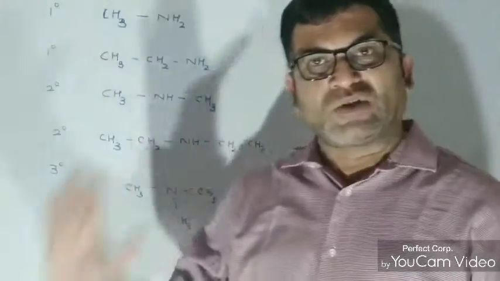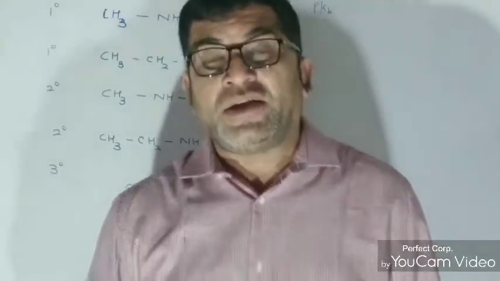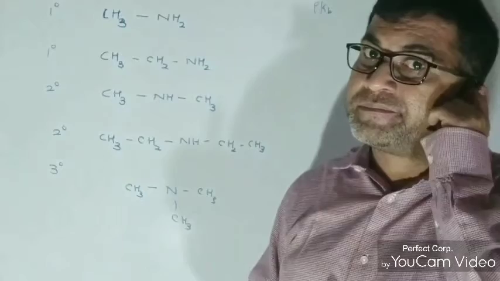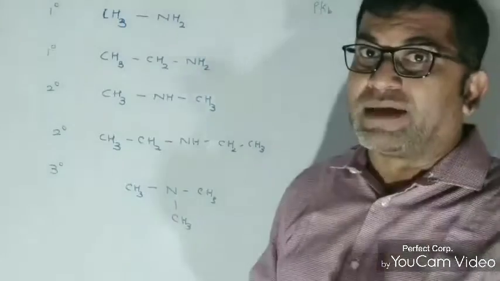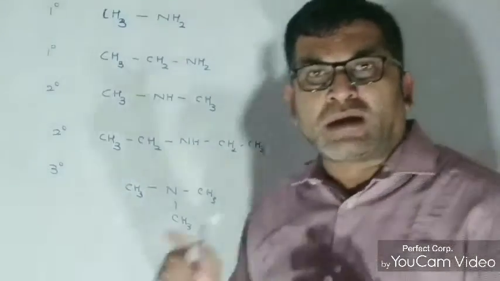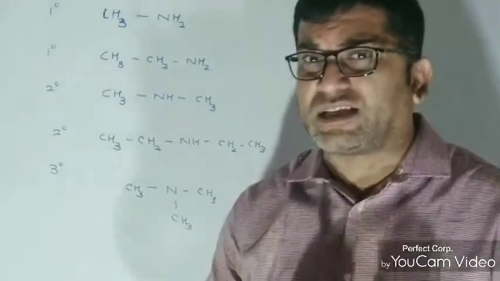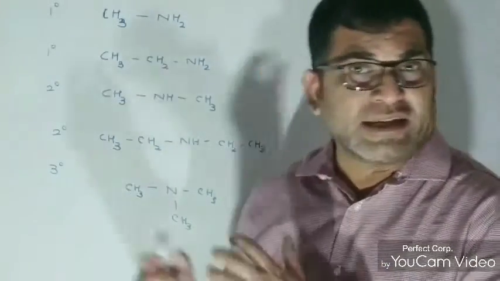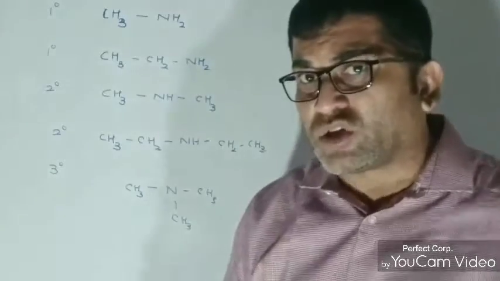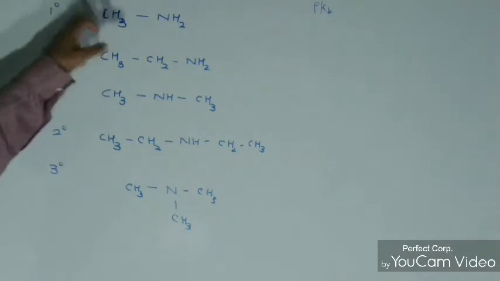So the pKb values of all of these that we will see will go lower than 4.75. Why? Because all of these are alkyl amines, and alkyl amines are stronger bases than ammonia. But here, what is the trend for the basicity that we are going to derive, and that's why this is important. So come on, look at this. First of all, methanamine.